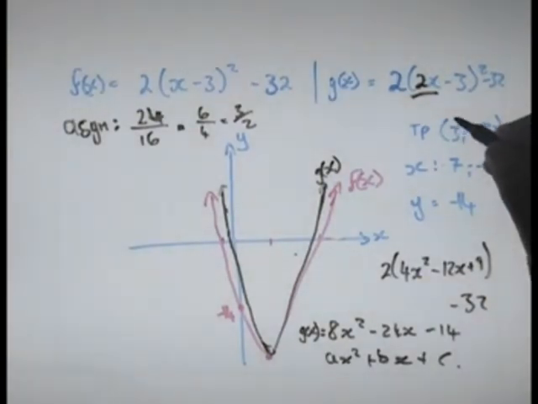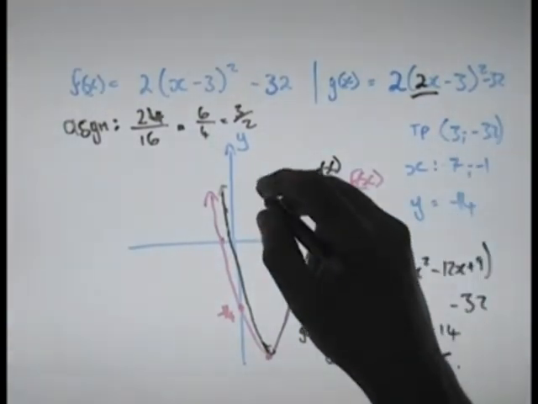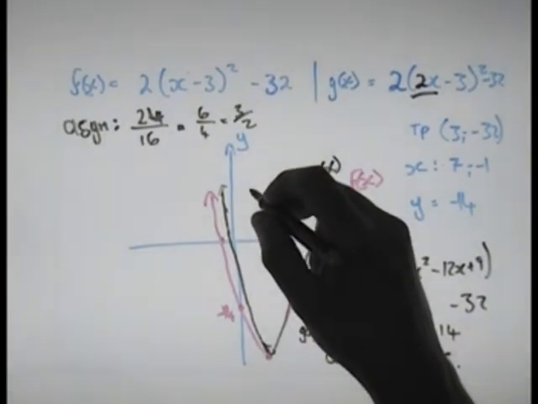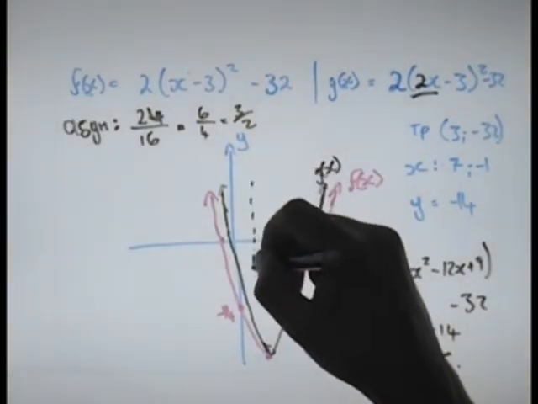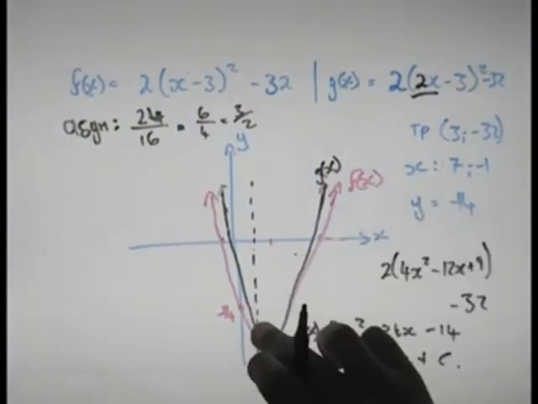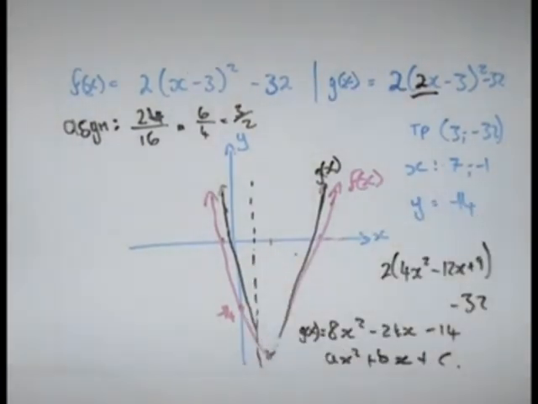So my axis of symmetry is 3 over 2, as opposed to my original axis of symmetry, which was x is equal to positive 3. So my new axis of symmetry is actually going to be exactly half of my original axis of symmetry. So my guesstimation on the graph is a bit wrong.